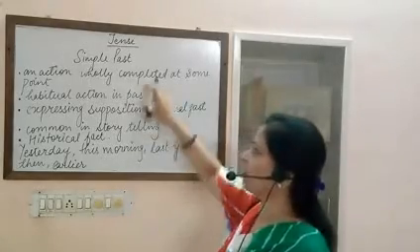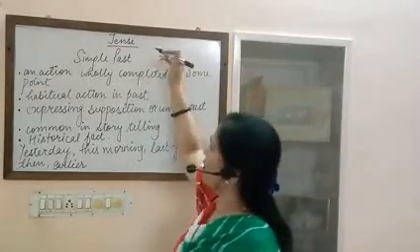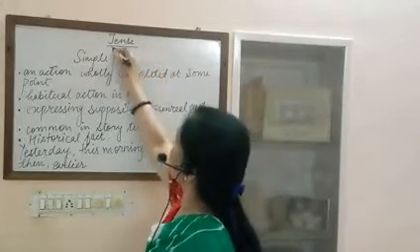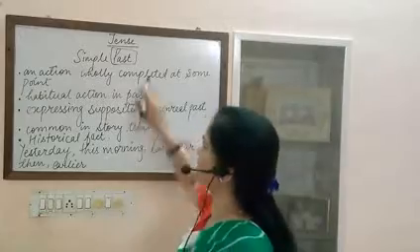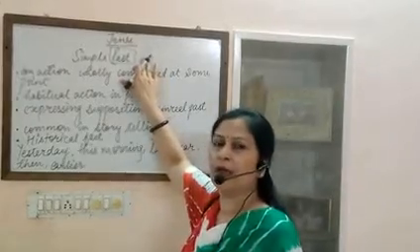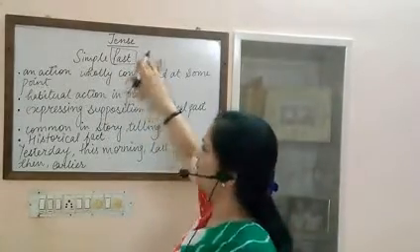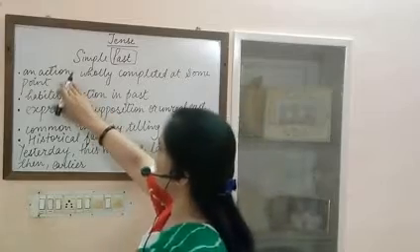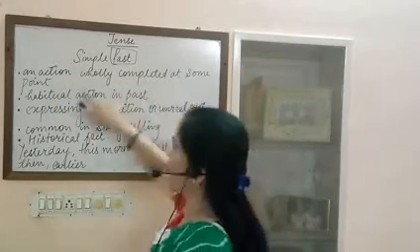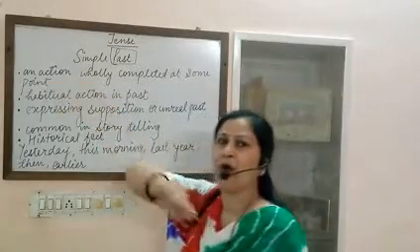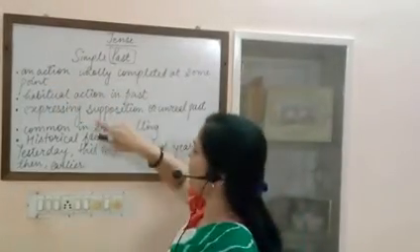Students, today we are going to study simple past. As the word itself suggests, it means the speaker tells about the activity that took place in past, यानी भूतकाल. Activity complete हो चुकी है. So simple past is used to express an action wholly completed at some point. For example, I bought mangoes yesterday.